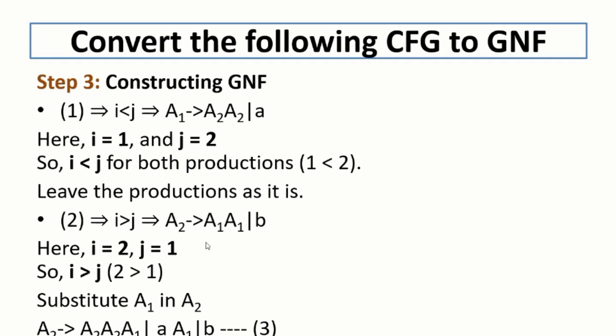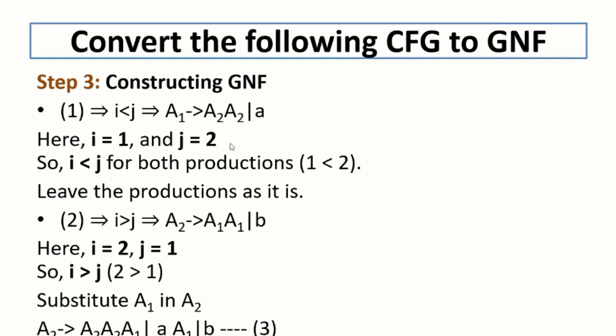Here I value 2, J value 1. Check the condition I greater than J, 2 greater than 1. Condition true. When the condition is true, substitute A1 production in A2. Here A1 production, A1 tends to A2 or a.